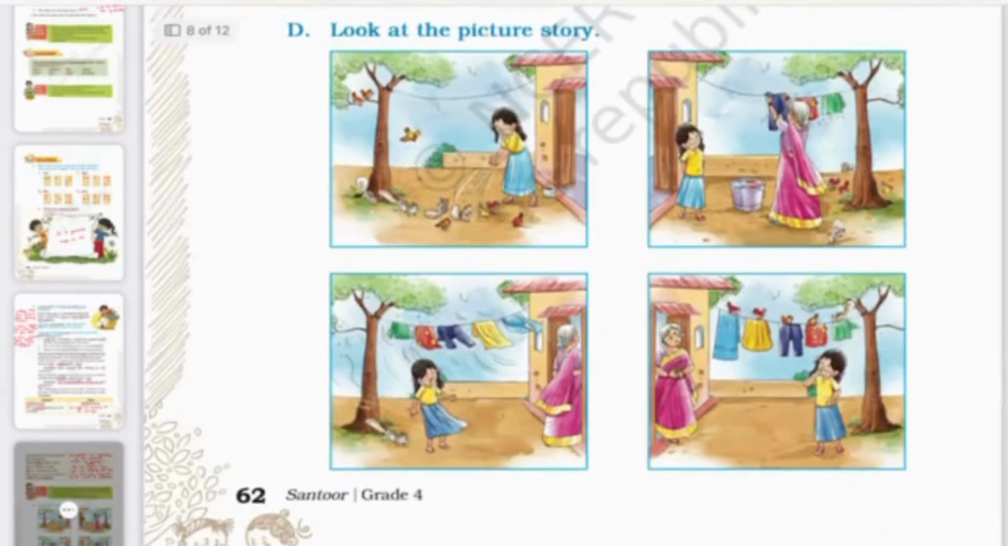Next, look at the picture story. Here a pictorial representation is given. In the story, the first one, a girl was feeding sparrows as well as squirrels. The next one, her grandma was hanging out the clothes. The third one, suddenly a strong wind blows. The fourth picture, what happened? Squirrels and sparrows are sitting on the cloth.